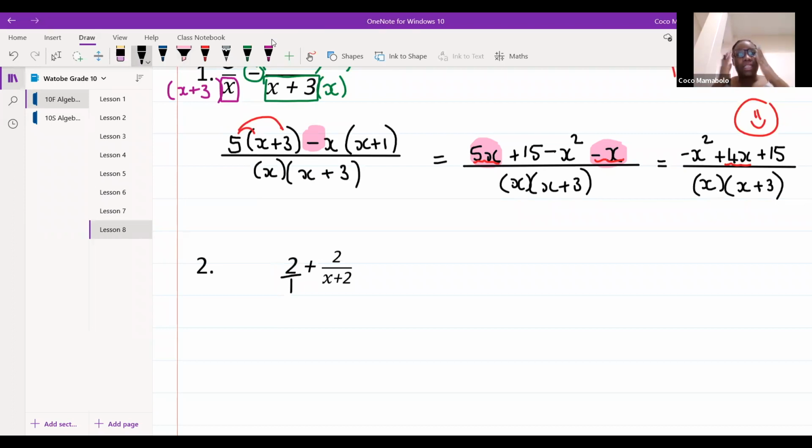Now, please look at my 2 denominators. What do we need to find next, guys? What do I need to look for? I'm adding 2 fractions. What do I need to find? Thank you. We need to find an LCD. What is my LCD this time, guys?